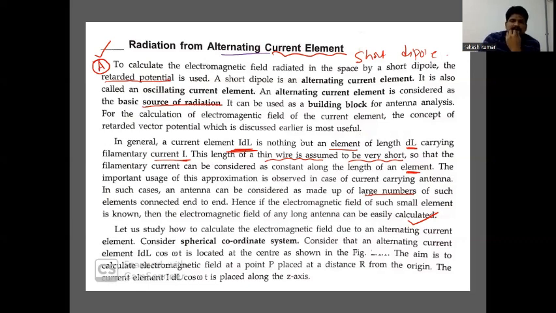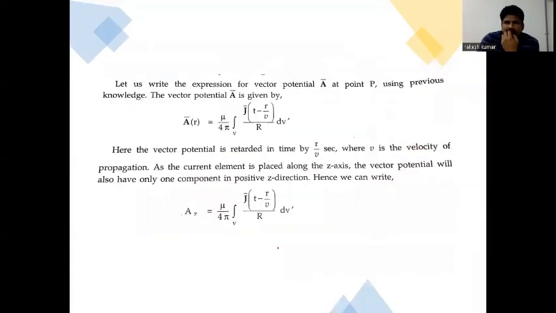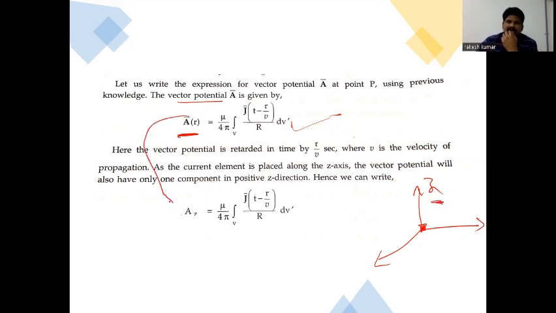Now consider a spherical coordinate system, with the ideal current element I cos omega t located at the center of the figure. Up to now, we have to write this expression. The vector retarded potential is equal to mu by 4 pi times this integral. Here I am keeping my alternating current element along the z-axis. Since I am placing it along the z-axis, I write Az. This is my point of observation, at distance r from it.